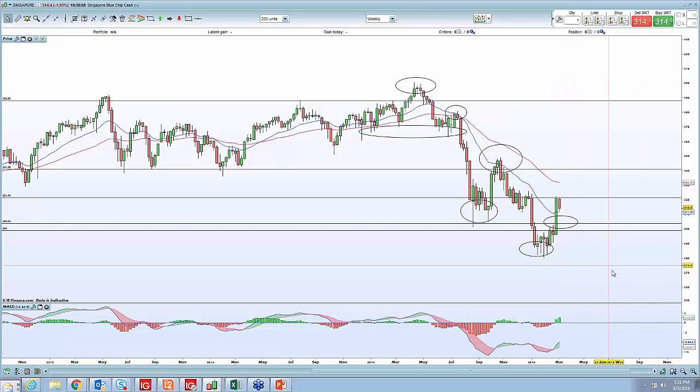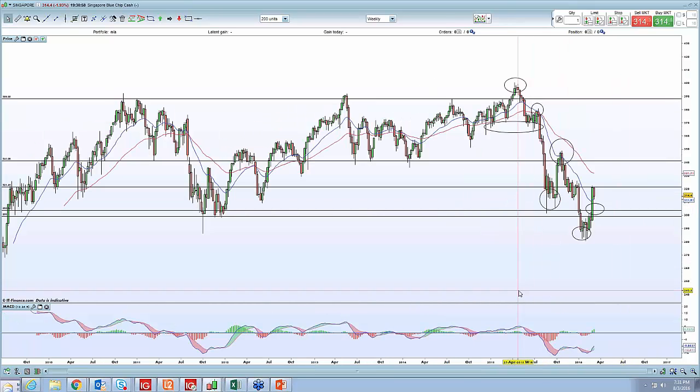Okay, the key thing right now to look at is the 320 level. The 320 level is very, very important right now because it's going to determine whether we're going to come back down. I suspect that we might come back down to test the 300 level again, and then we'll see whether the market can push further.